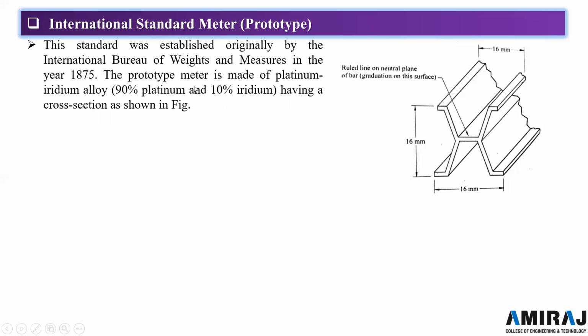The prototype meter is made mainly of platinum iridium alloy, containing 90% platinum and 10% iridium, having a cross section. Here you can see in this figure, it has a ruled line on the neutral plane of the bar with graduation on this surface. This surface is particularly graduated, and using it we can measure 1 meter. So this is the meter standard. Earlier it was about the yard.